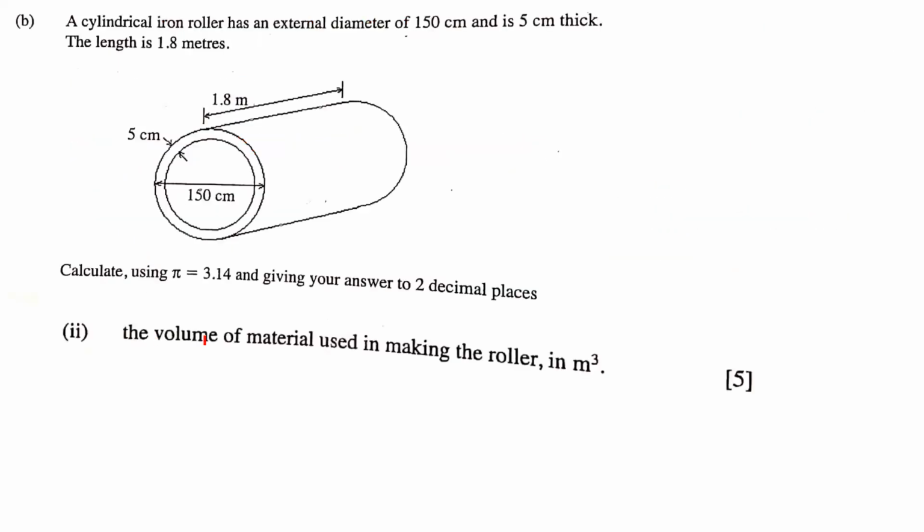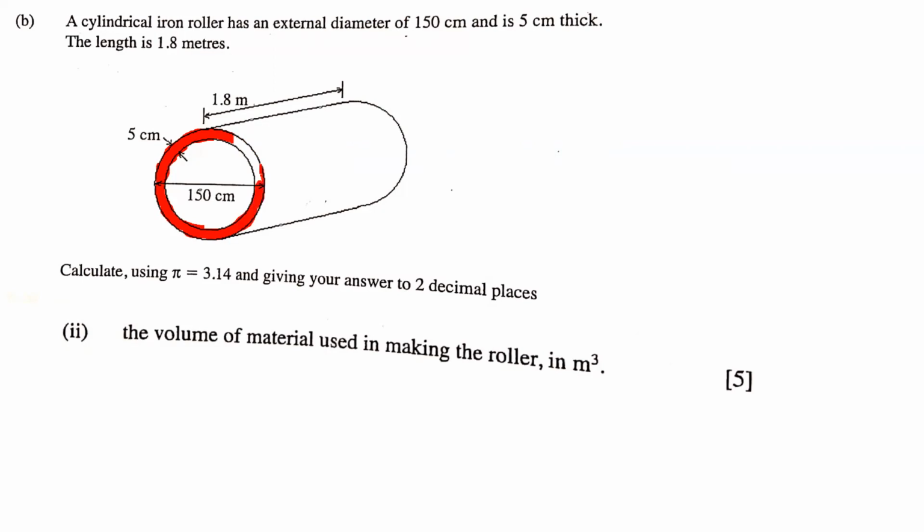Now let's move on. They asked for the volume of the material used in making the roller in meters cubed. It says a cylindrical iron roller has an external diameter of 150 centimeters and it's 5 centimeters thick. So here we basically want to find the volume of this particular cylinder, the one in the middle, the one that is 5 centimeters thick in this curved portion. We want to find the volume of this, okay?